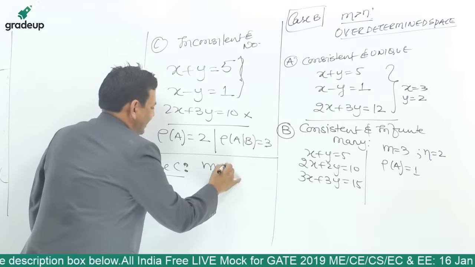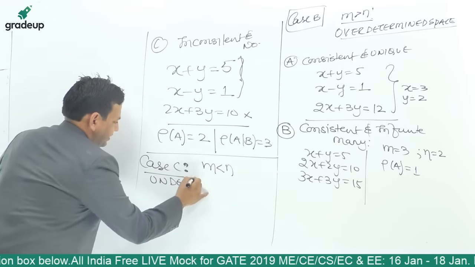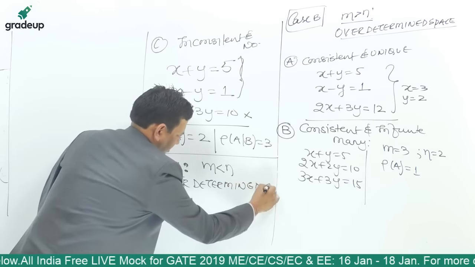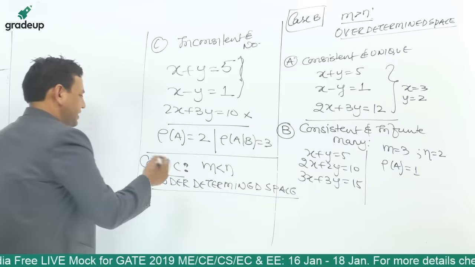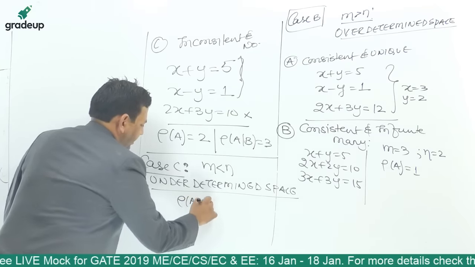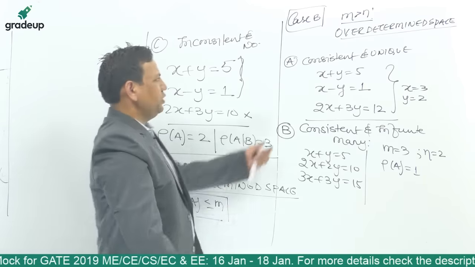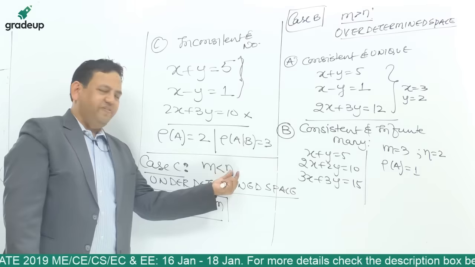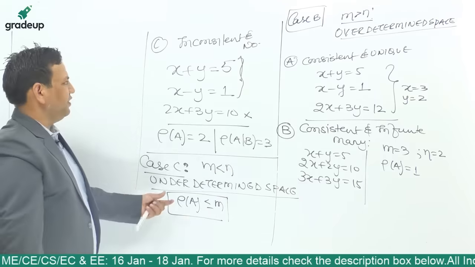Case C. If m is less than n, we will say this is an underdetermined space. So in an underdetermined space, definitely the rank of A would be less than or equal to m. So it means there is no case of the unique solution. Why? Because the number of variables is n and the equations are fewer than n. So there is no condition for unique solution.